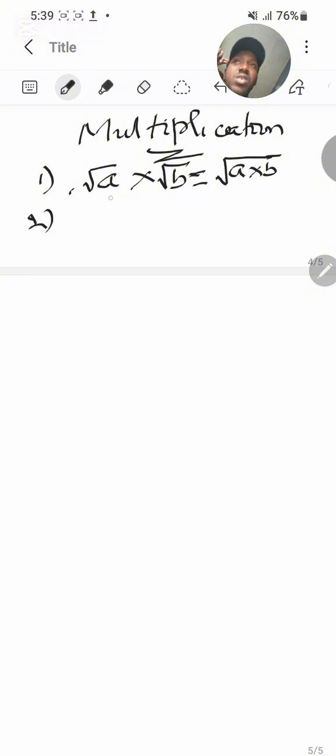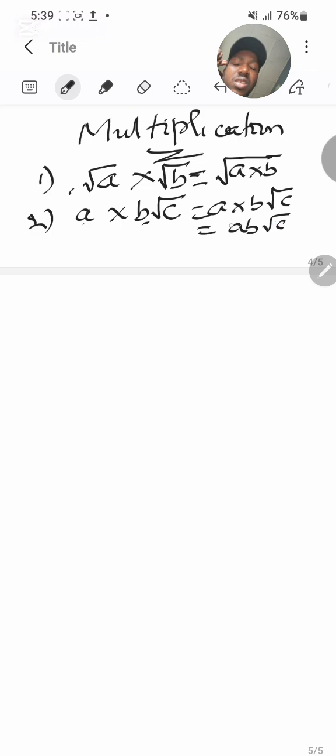Number two, another law is if you have A times B root C. If you look at this now, A does not have any root and B does not also have any root. So it means that A will multiply the B. So it's A times B root C. So the answer here is AB root C. So anytime you have the multiplication of a number with no root, times a number with a root beside it, you multiply those numbers, then the root still appears.